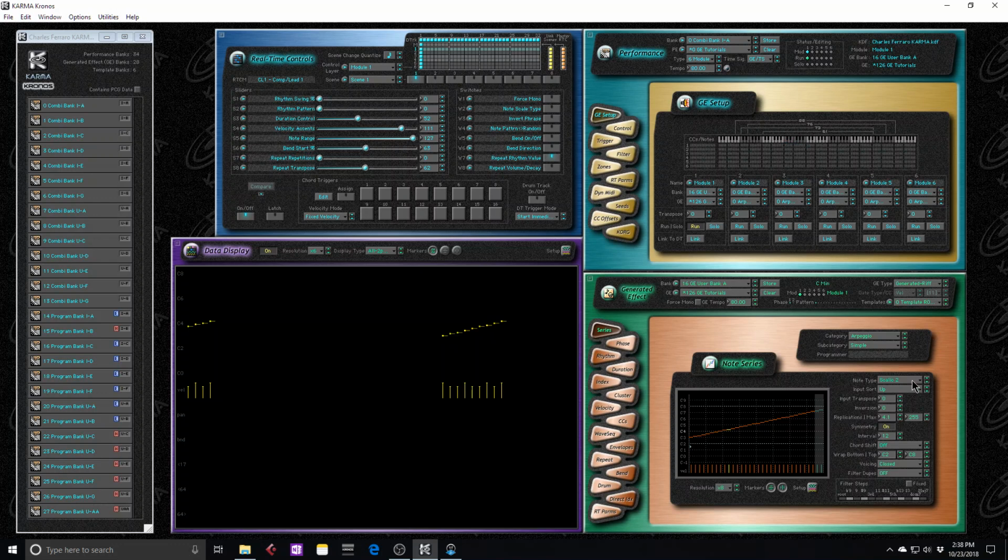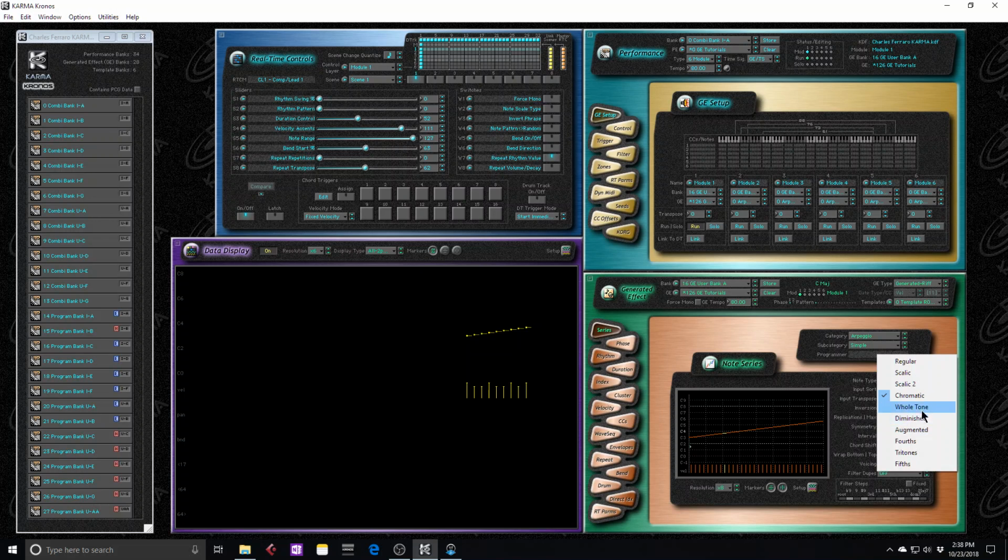And then next we have a chromatic scale. That's really obvious. And then after that we have a whole tone scale. If you're not familiar with the whole tone scale, it's a symmetrical scale. That just means it has a repeating pattern. And I'm not going to get into the theory behind symmetrical scales. They're a lot of fun.